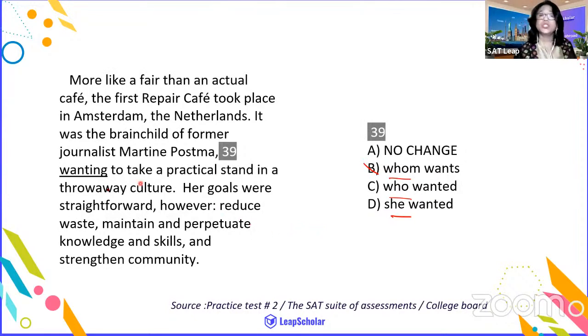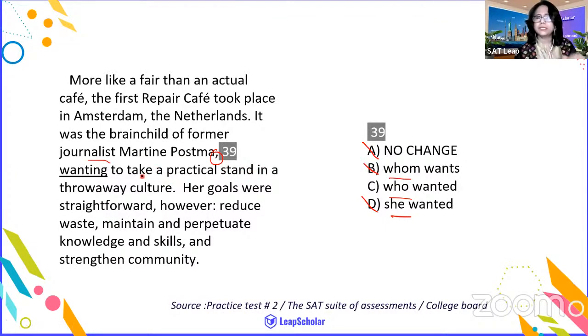If I want D to be the answer, she wanted, I need a full stop here instead of the comma, right? So D won't work here because the punctuation is wrong. Okay, I have who wanted versus wanting. Wanting will not work here because I want to refer to this journalist. So only who wanted would be the right way to refer to journalist Martin Postma. Got it?